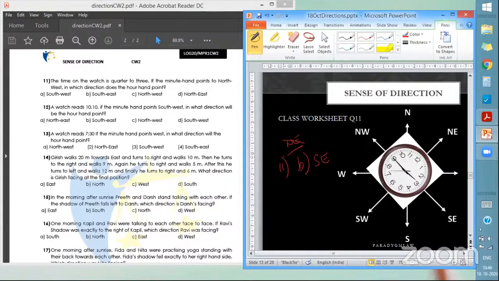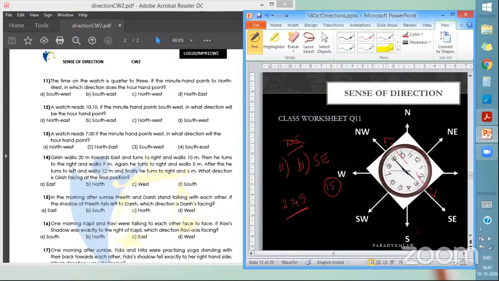See, the time on the watch is quarter to 3. What does quarter to 3 mean? 3:15. No. Quarter to 3 means 2:45. That is the time. Quarter is 15 minutes, right? Or one fourth of an hour. Okay. So quarter to 3 means it's 2:45. Okay, ma'am. So this is the time. And now he has given us that if the minute hand is pointing to northwest, where would the hour hand point? Southeast. Okay.